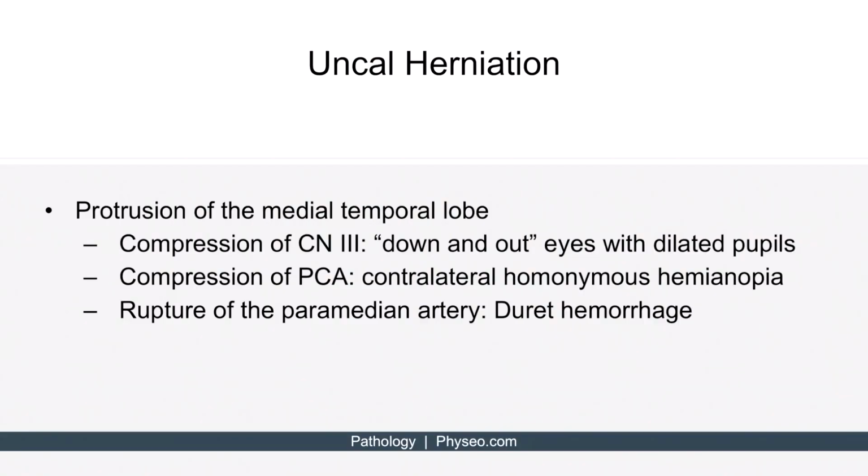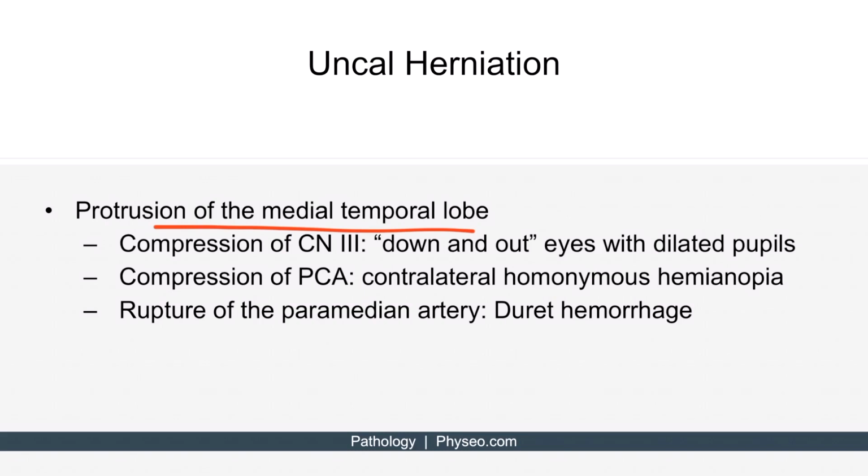Finally, let's discuss uncal herniation. This is a protrusion of the medial temporal lobe. Some important structures located in this area include the oculomotor nerve, the posterior cerebral artery, and the paramedian artery. As a result, when the temporal lobe uncus compresses these structures, various complications may occur.